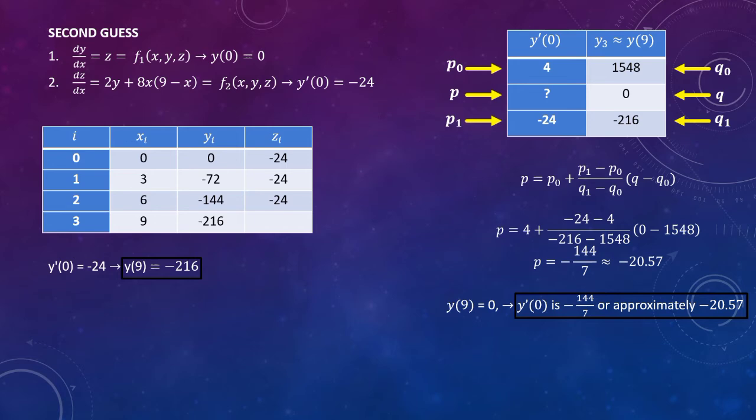But there is a way of checking your solution. Instead of using y prime at 0 equal to negative 24 or y prime at 0 equal to 4, we will use this value here, or the answer, to check if we get the correct answer. In the next slide, I will show you how to check your answer.